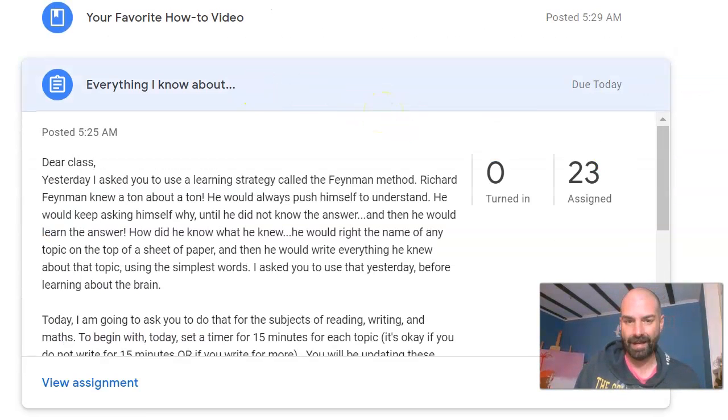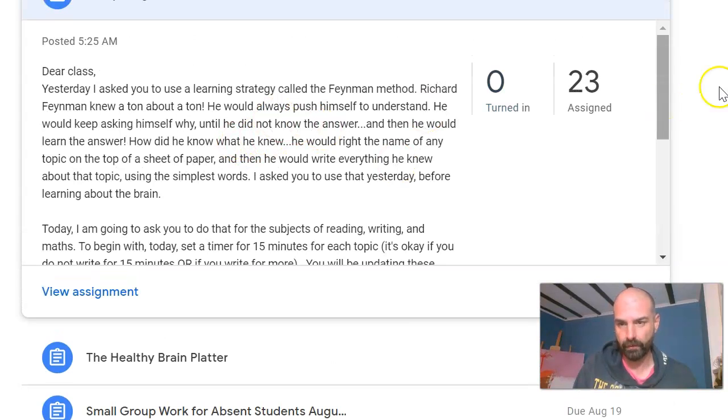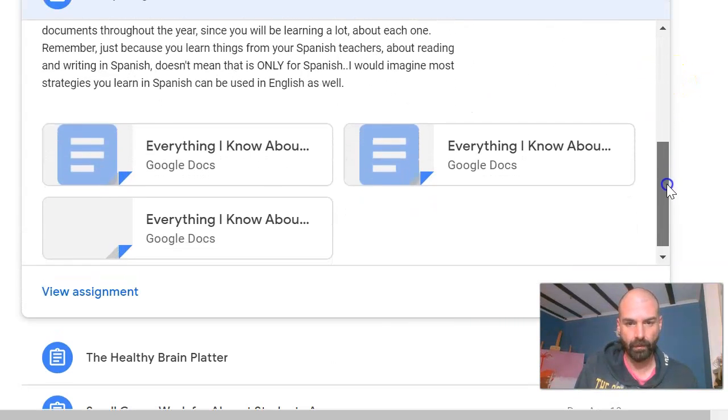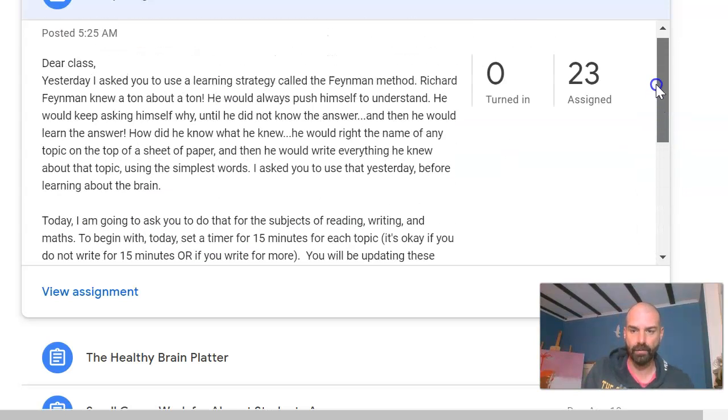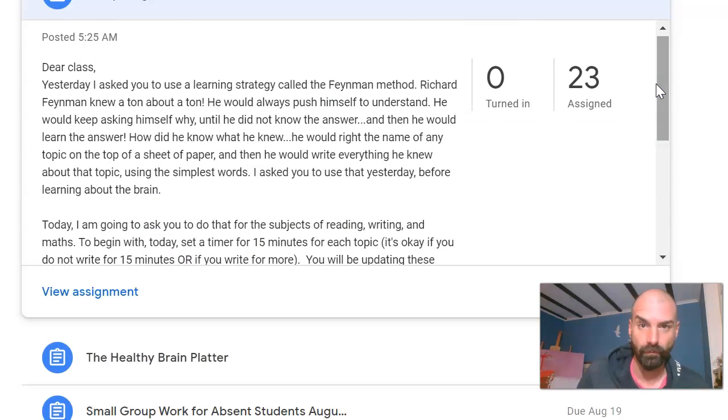The other thing that we have, I have a really long letter here about what we're doing, and I'll try to explain it to you as well. Basically, yesterday when I asked you to write about everything you knew about the brain and learning, that's actually a very excellent learning method called the Feynman method. Richard Feynman was a very famous American physicist, kind of like an Einstein, I guess. He won the Nobel Prize. A lot of people think he knew more than anyone, like ever. What he would do is constantly ask himself why until he didn't know, and then he knew that's where his knowledge ended.